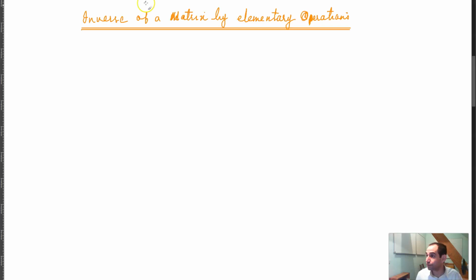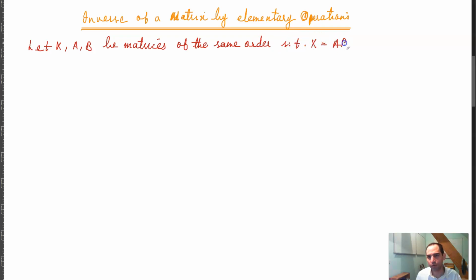Okay, so now the inverse of a matrix by elementary operations. Now let X, A, and B be matrices of the same order such that X is equal to AB.